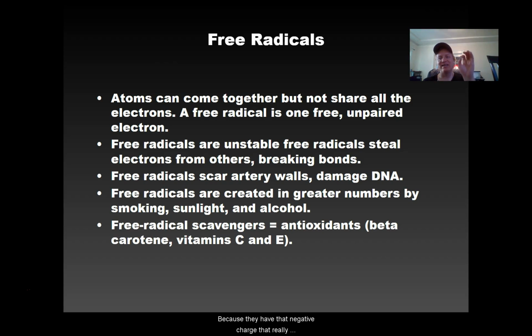Because they have that negative charge that really wants to find something, it really wants to bond with something that's just out there in the universe, not sure what to do. And that negative charge is going to do stuff like attack your DNA, and it's really bad for you. You can increase the number of free radicals that you have by doing things like smoking. If you're a very, very white guy like me, you can increase the number of free radicals you have by not putting on sunscreen. You can increase the number of free radicals you have by drinking too much alcohol.